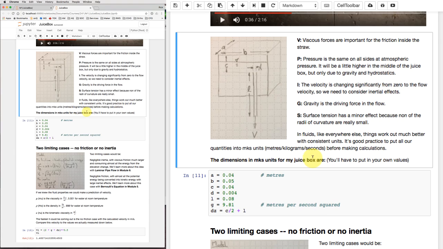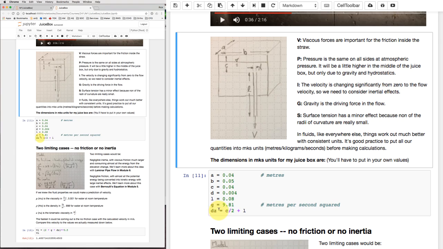So I'm doing all of this in MKS units, meters, kilograms, seconds, so that all of the units will be consistent. So I measured and I found that A was about 4 centimeters, B about 5 centimeters, C about 4 centimeters in my example, and the inside diameter of the straw was about 4 millimeters. The length of the straw, 8 centimeters, and gravity, 9.81 meters per second squared.